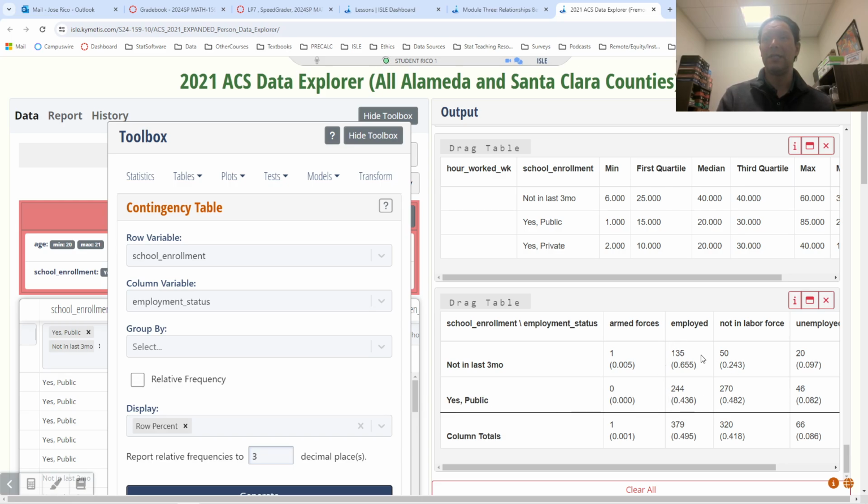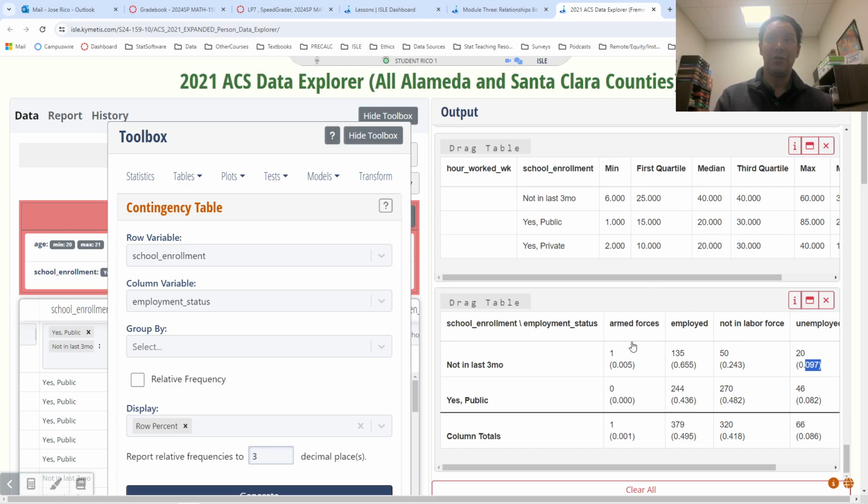But we're noticing, if you're not in school, 65% of those people are employed versus 43%. It's actually not as big as you would think. It's only a 20 percentage point difference. I would have expected if you're not in school, you should be working. But a lot of them are still not in the labor force, 24%. And unemployment's pretty high at 10%. So this is the first one.